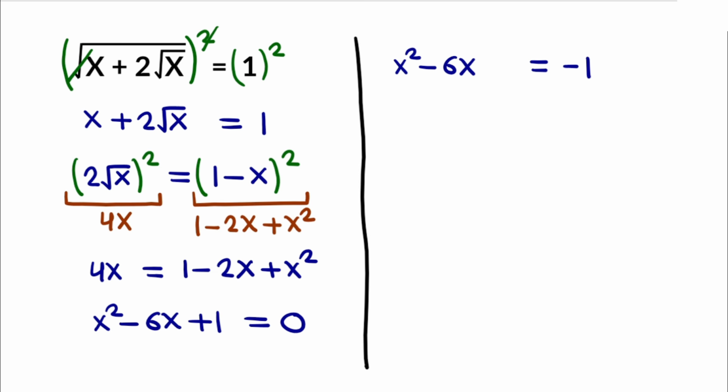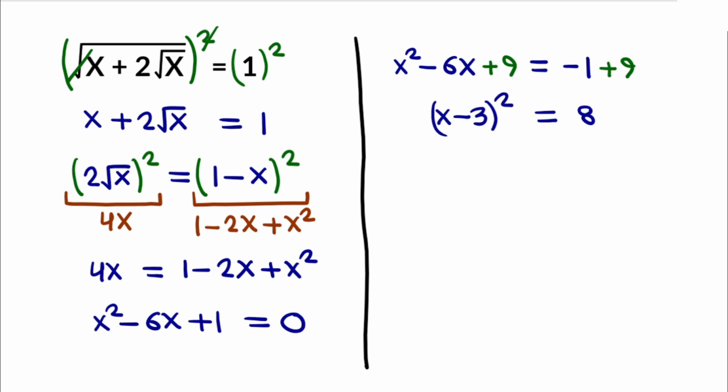Now comes the key step. Take half of negative 6, which is negative 3, and square it. That gives us 9. Add 9 to both sides. The left side becomes the perfect square, the quantity x minus 3 all squared. The right side becomes negative 1 plus 9, which is 8.